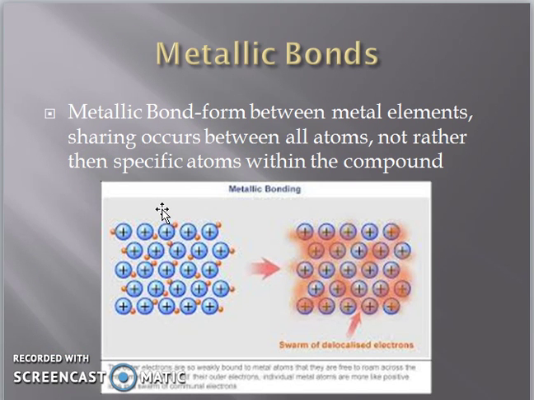And then finally we have metallic bonds. These form between metal elements, and this is where sharing occurs between all atoms, rather than specific atoms within the compound. So you basically have all the same elements, some sort of metal element, and they go through that sharing process in order to form those metals.